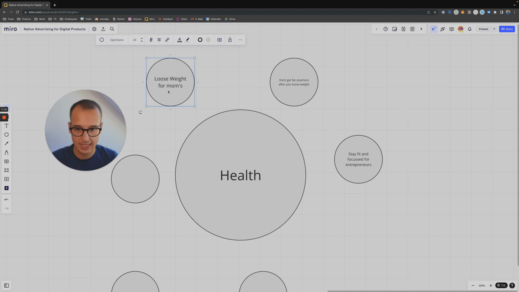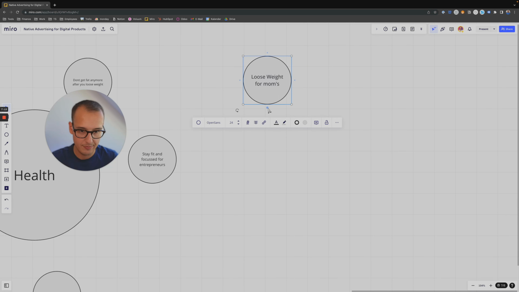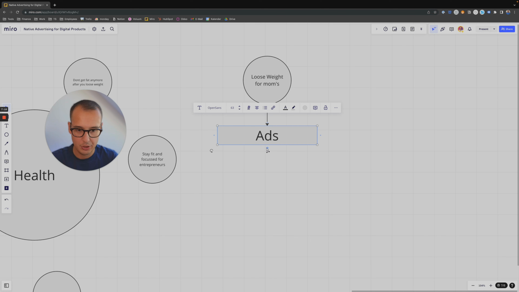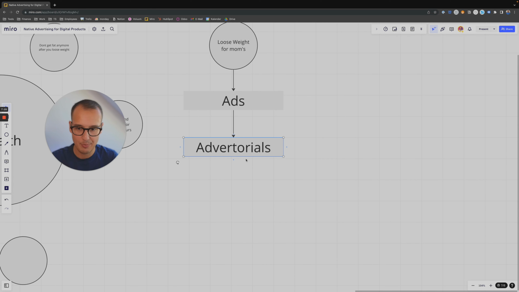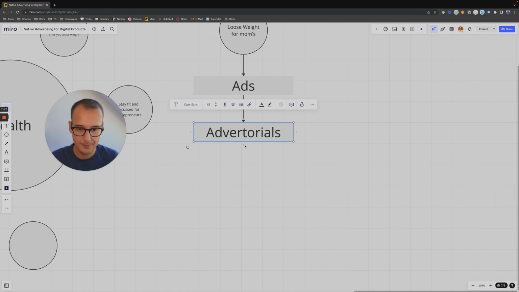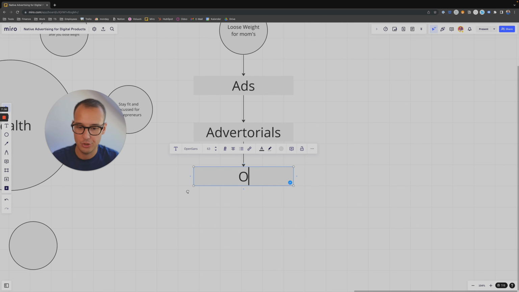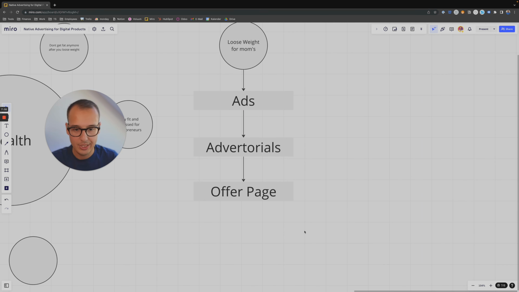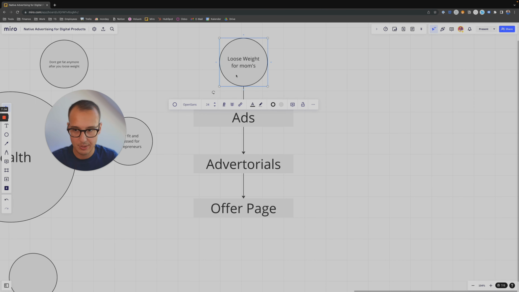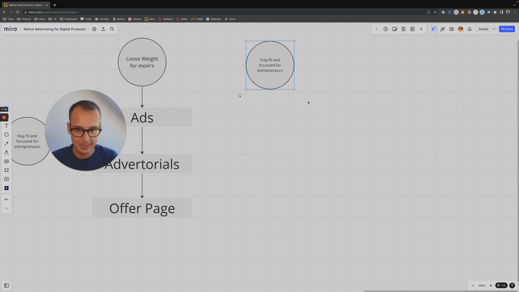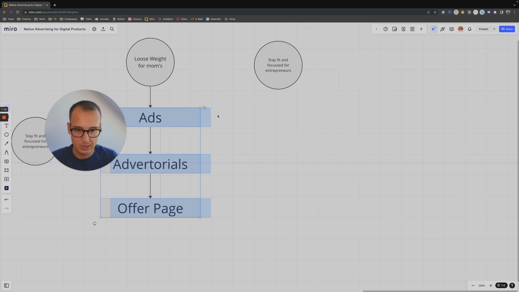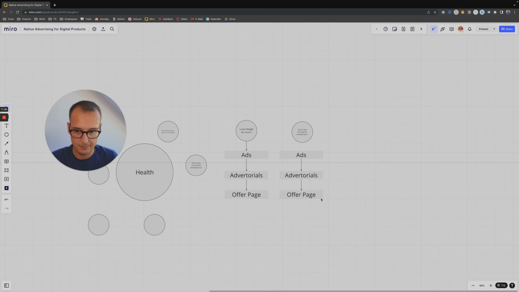So you have ads for that. When this is your approach, you have ads, you have advertorials. If you don't know what an advertorial is, check out my other videos where I'm talking in detail about advertorials. This is more or less just a landing page which looks like an editorial. And then, of course, you have the offer page. So here the whole funnel is optimized for this approach. And the funnel here looks different than the funnel here, for example. So these are different funnels, just to clarify the situation.